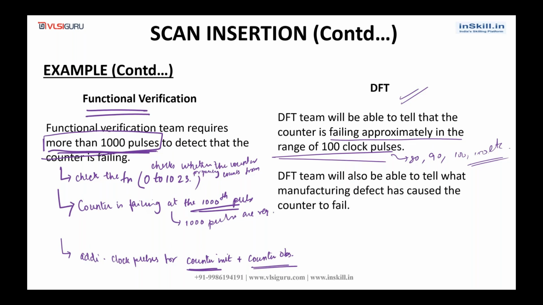Okay, so that is why the DFT team is able to tell that the counter is failing in significantly fewer clock cycles. And how are we able to tell that the counter is failing in approximately 100 clock pulses? In order to understand this point, you first need to understand what a scan cell is, what a scan chain is, and how a scan chain operates. So we will give the explanation of this point during our course, when we do the scan insertion topic.